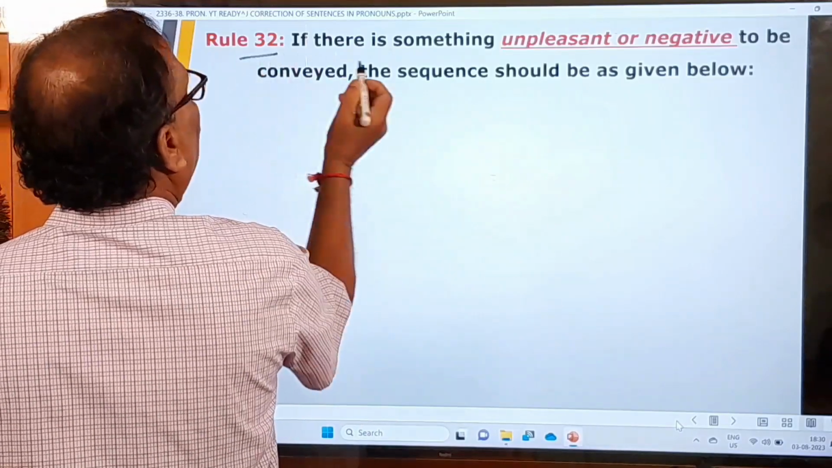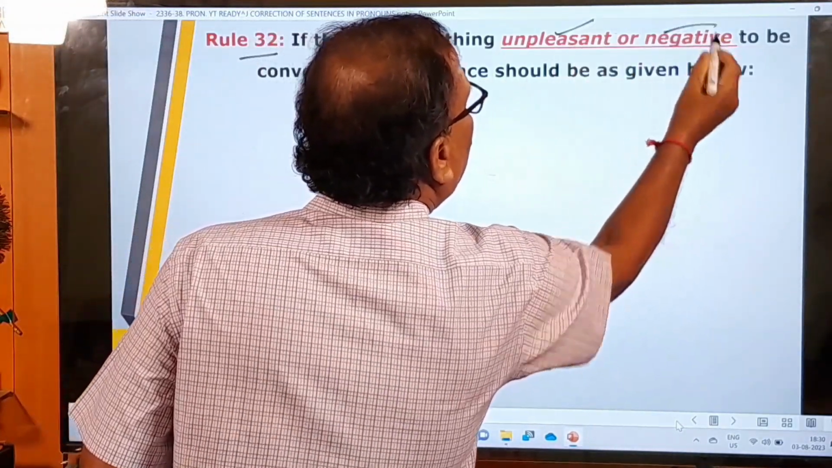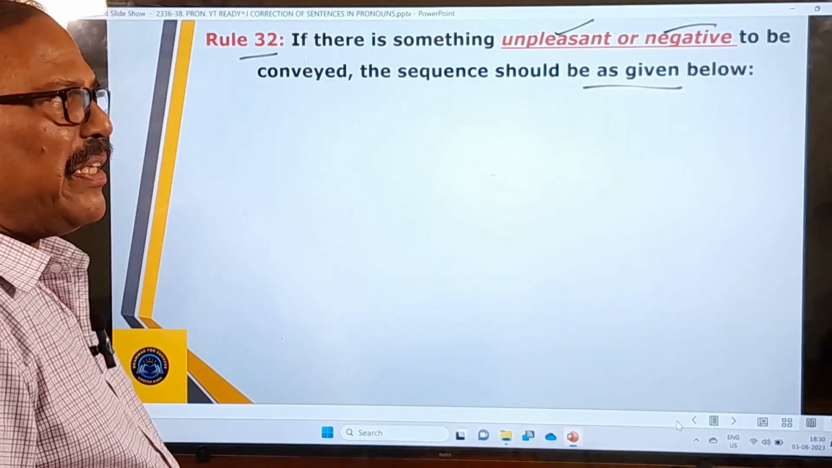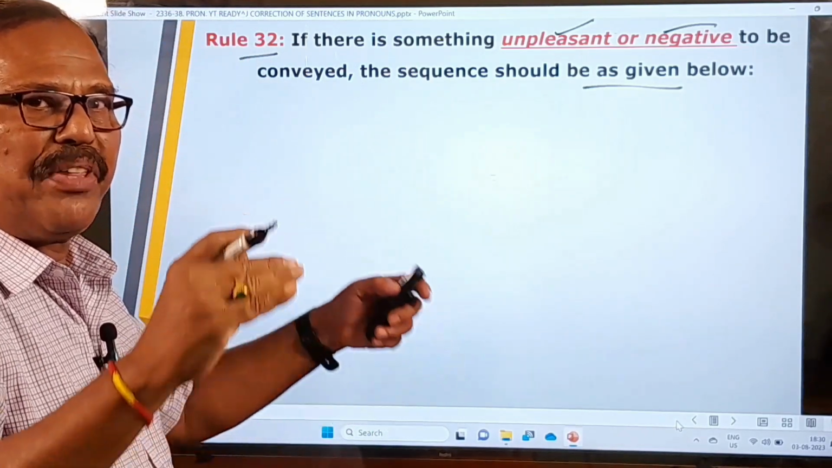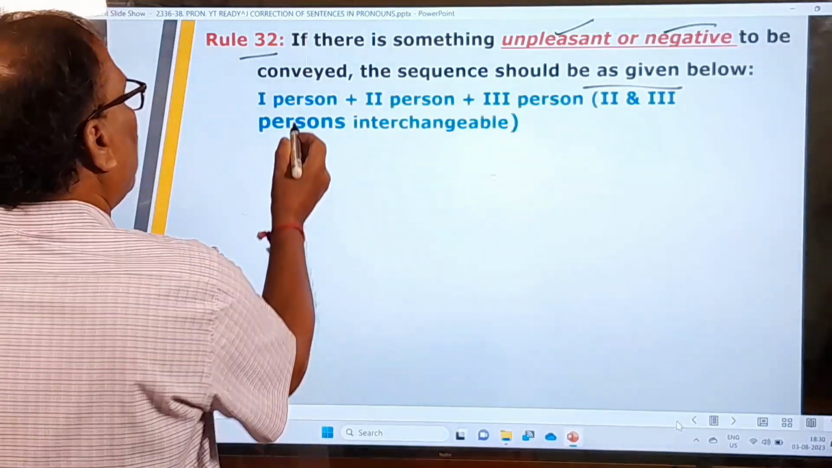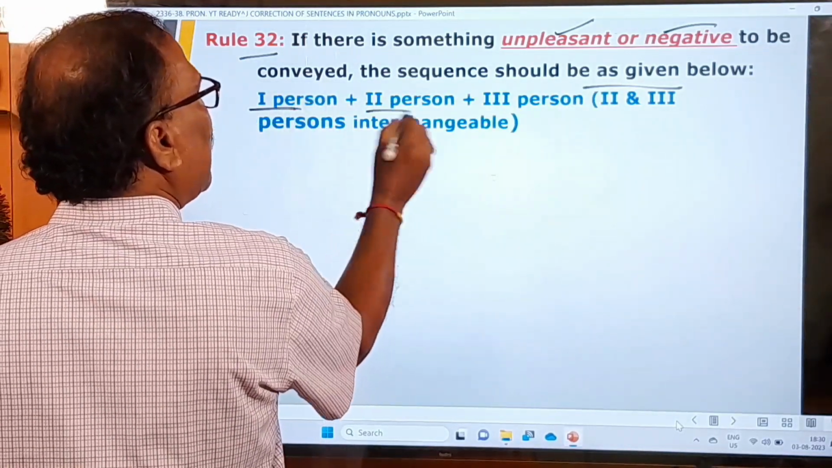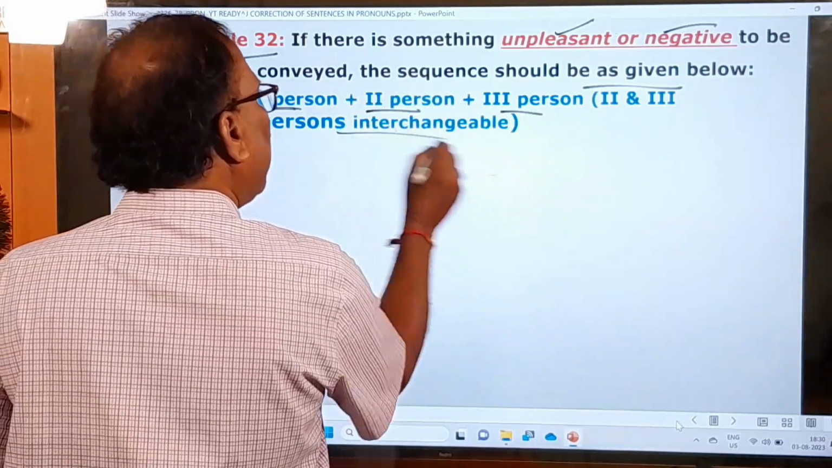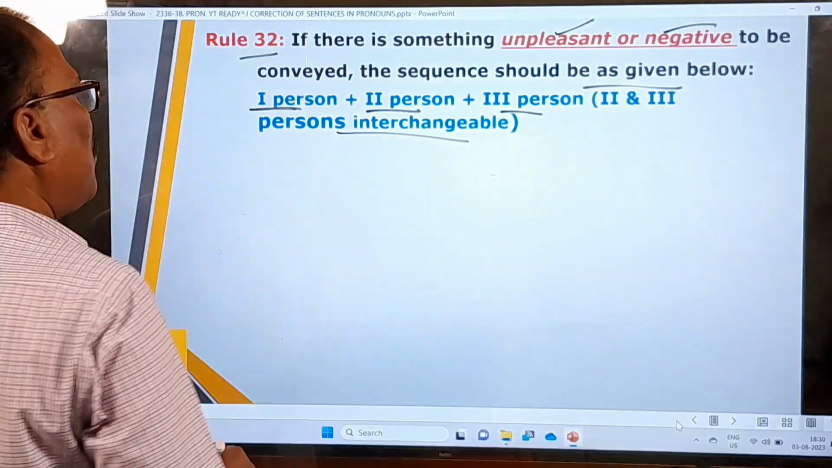Rule 32: if there is something unpleasant and negative to be conveyed, the sequence should be given as below. So when there is something negative, something unpleasant, something bad, then the order must be like this. First person you have to mention first, second person next, third person next, and these last two are interchangeable. Okay, so this should be the order.